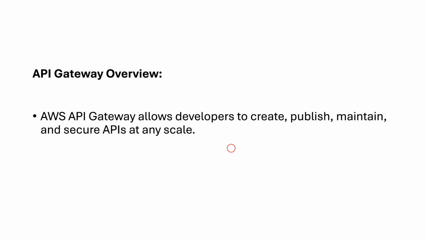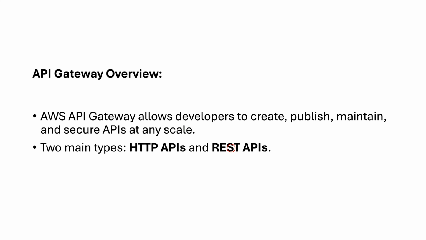So first, AWS API Gateway allows developers to create, publish, maintain and secure APIs at any scale. This thing we are aware of, right? We can create APIs and publish them, maintain them, and even add more security features at any scale. So first, we have two types of API Gateway services offered by AWS. That is HTTP APIs and REST APIs. And we have some other types also, like WebSockets. We will discuss them later. First, focus on HTTP APIs and REST APIs.